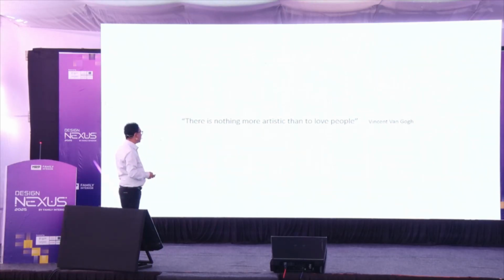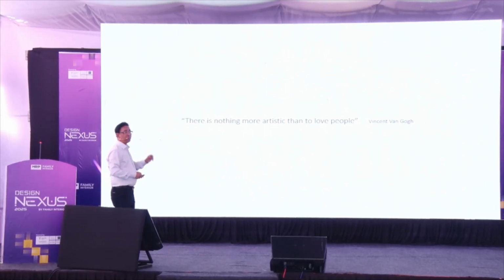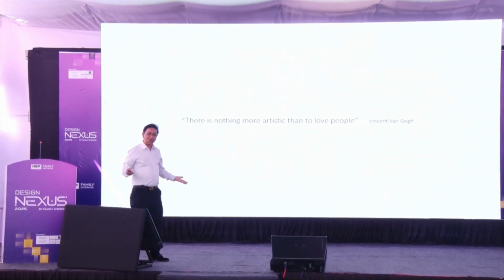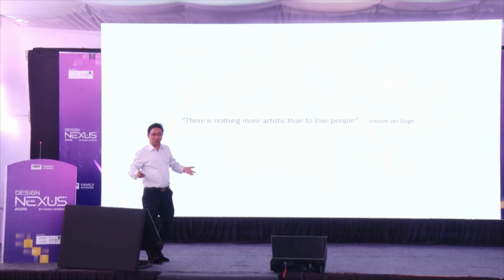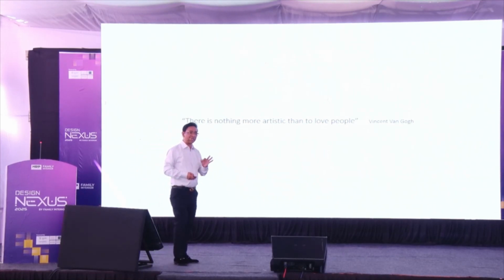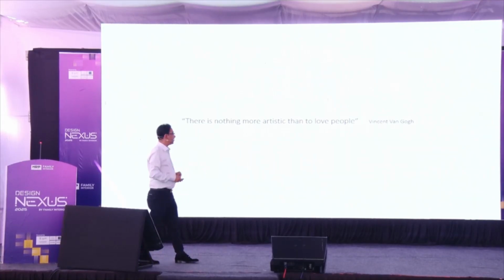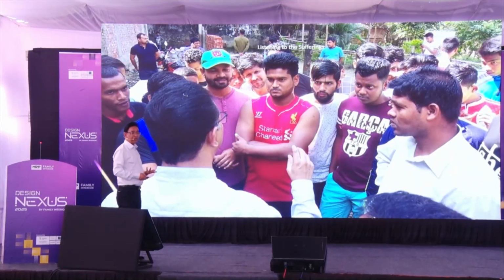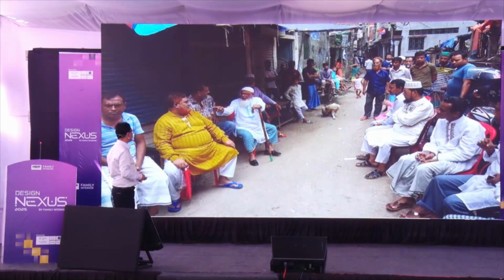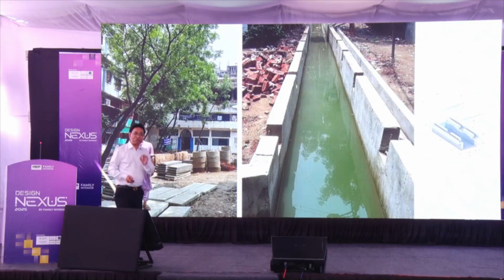And Vincent van Gogh says once, writing a letter to his younger brother, Theo, there is nothing more artistic than to love people. Van Gogh didn't get love from the people. We know the history of Van Gogh. But he says love is important. So we started talking to the people, angry people, young people, old people, whatever was possible, on the same road we have now converted. So a lot of discussions happened. And then finally we found a few important things.